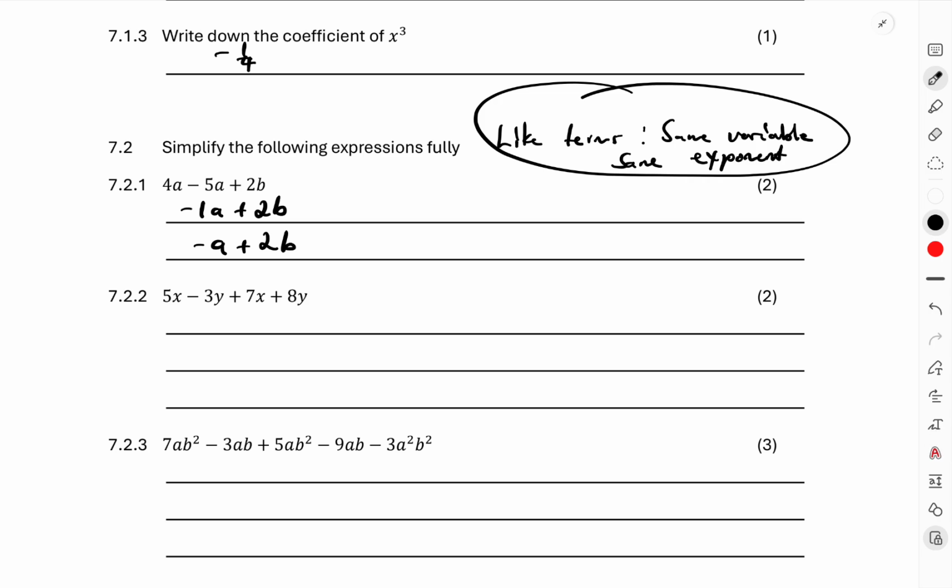7.2.2, like terms again, same variable, same exponent. The variable here is x, the variable there is x. Do the x's have the same exponent? Yes, x to the power of 1, x to the power of 1. Therefore, I'm going to add or subtract my coefficient. But first I'll group my like terms together. I'll have 5x plus 7x, and negative 3y plus 8y. 5x plus 7x, you add your coefficients, 5 plus 7, which is 12x. Negative 3 plus 8 will become a positive 5y, right?